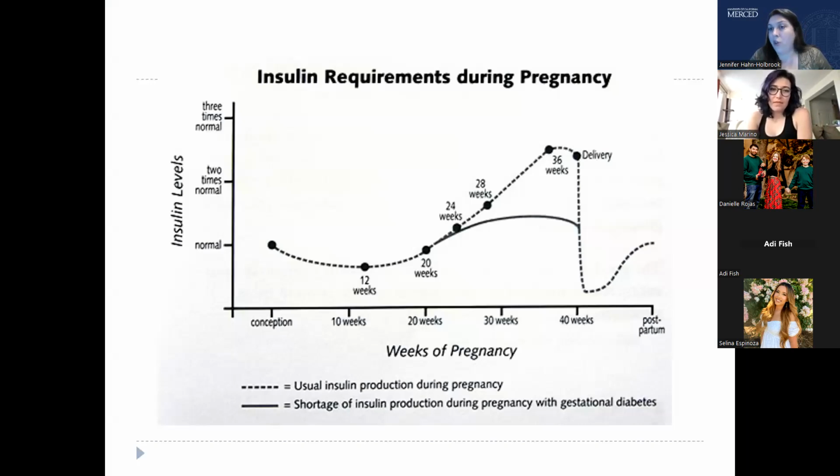This is just a graph showing the amount of insulin that you need during pregnancy.